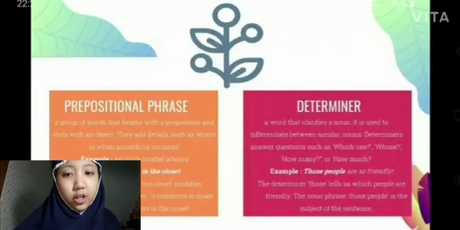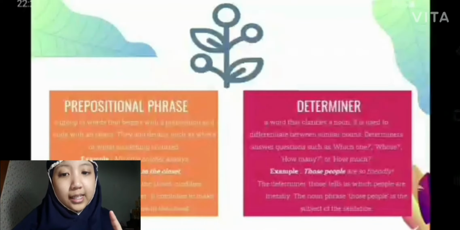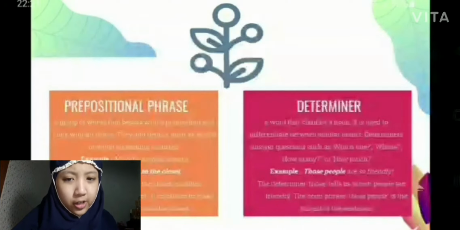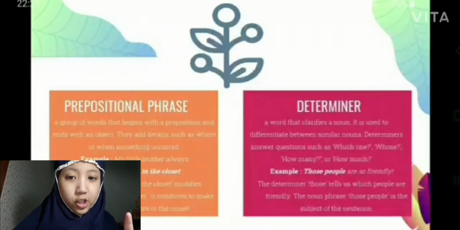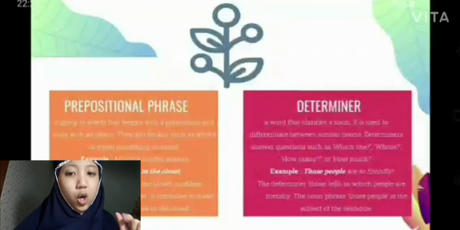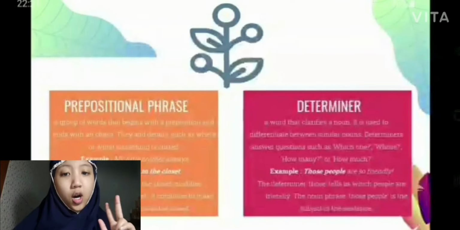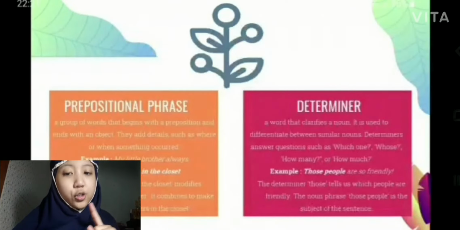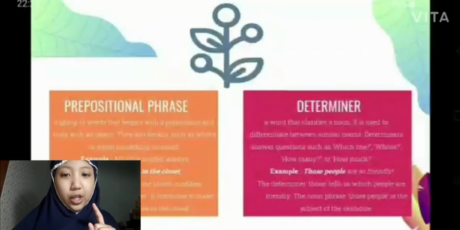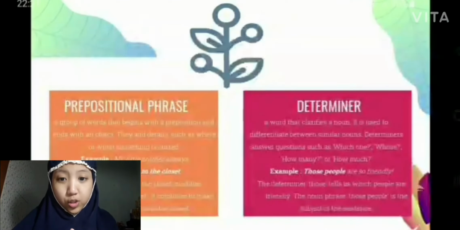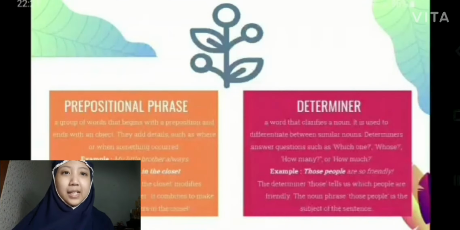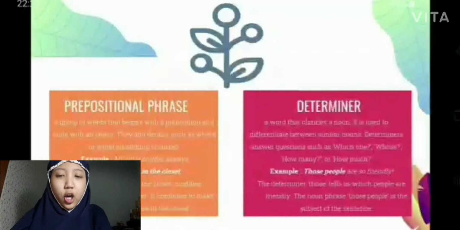And then the last one is determiner. A determiner is a word that clarifies a noun. It is used to differentiate between similar nouns. Determiners answer questions such as which one, whose, how many, or how much. For example, those people are so friendly. The determiner is those, and the noun is people.